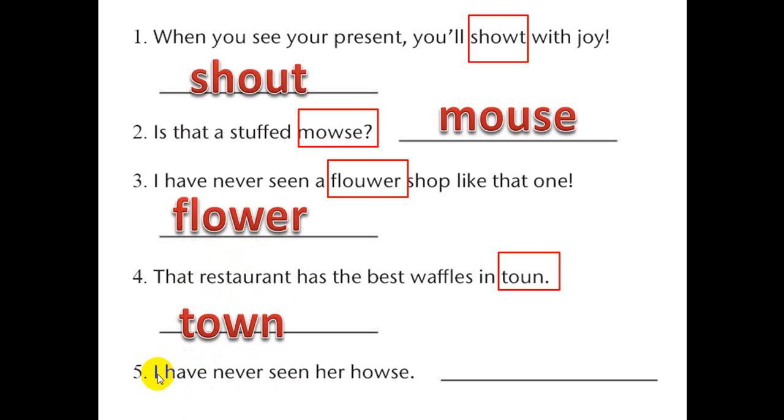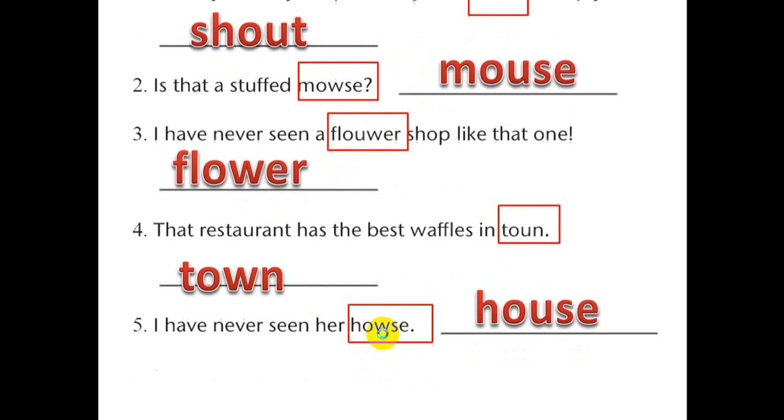Okay. The last one in this slide, I mean, then we will have from 6 to 10 in the next slide. I have never seen her house. House with U, not W. Okay. So each sentence has a spelling mistake, so you have 10 mistakes in this page. Shout, mouse, flower, town, house. Okay.